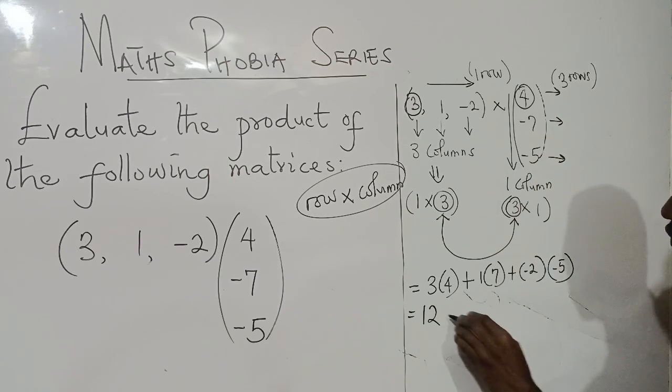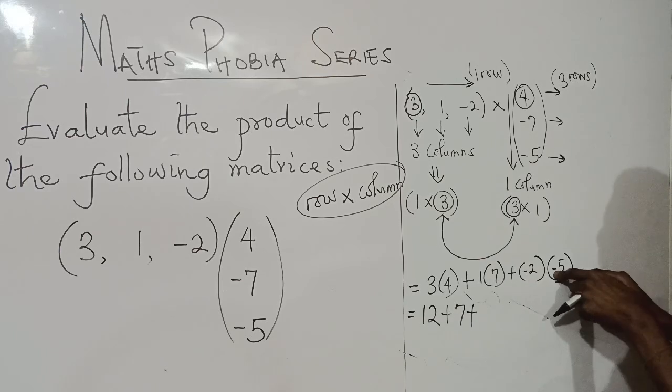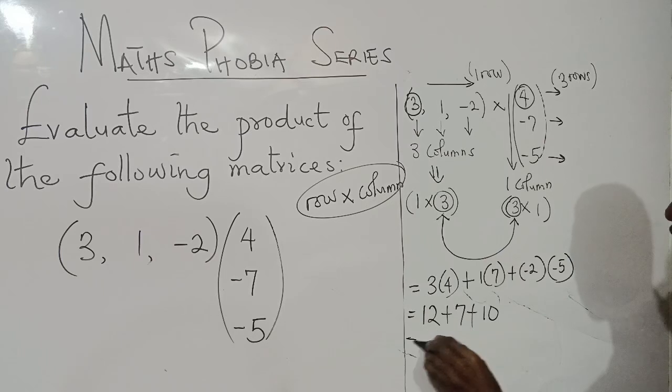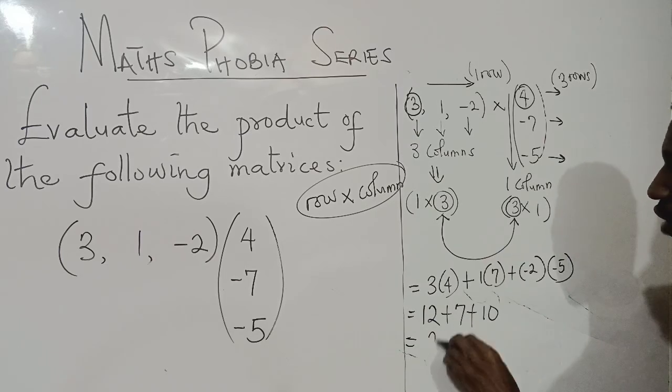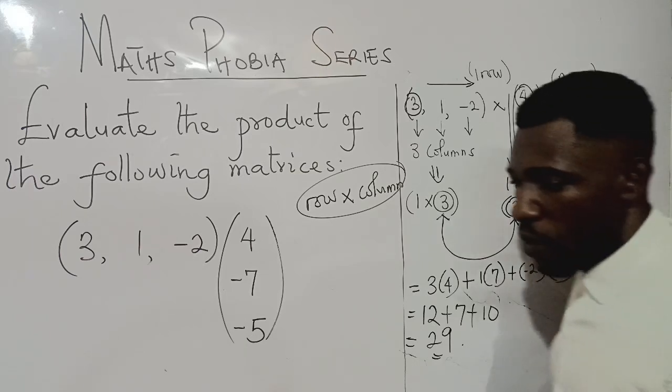So what do we have? We have 12 plus minus 7 plus minus 2 times minus 5, that will give us plus 10. And what is 12 minus 7? That's 5. 5 plus 10 gives us 15. And that is the result of multiplying these two matrices.